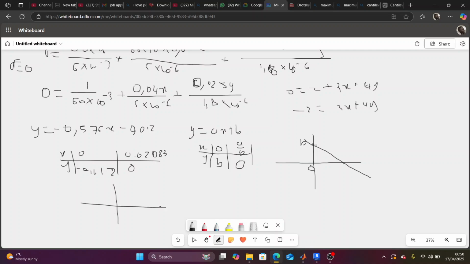You come and you plot your graph. You show x is 0, y negative like this, and we have y is 0, x positive. So our line will be passing here. This is where the neutral axis is, and that's how you're supposed to answer the question.